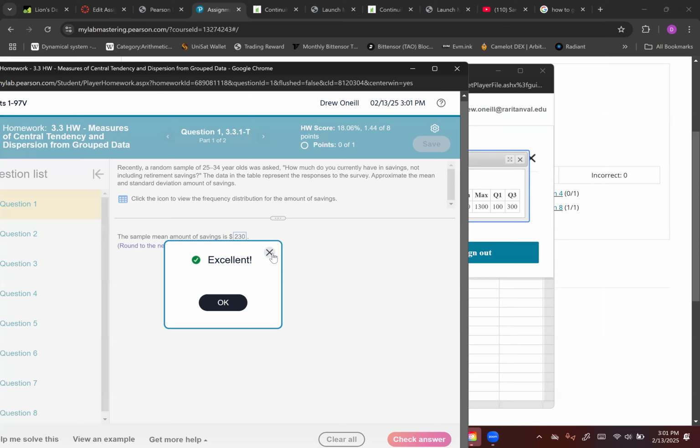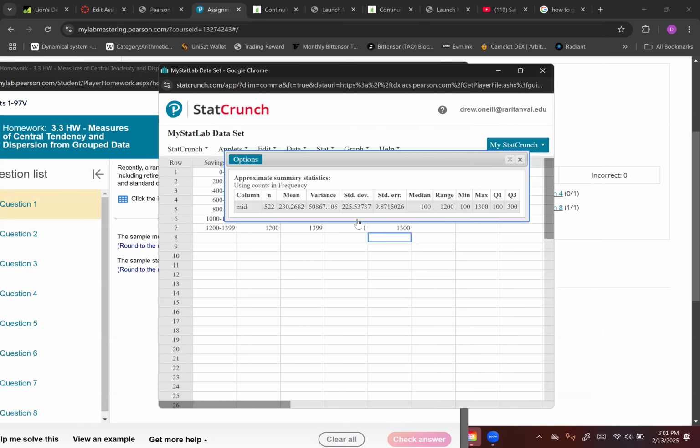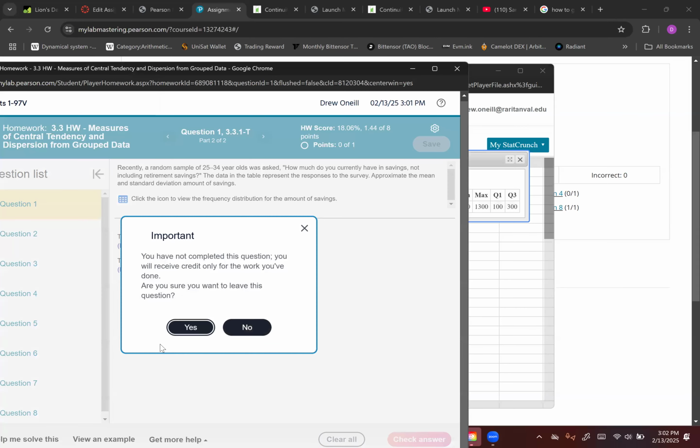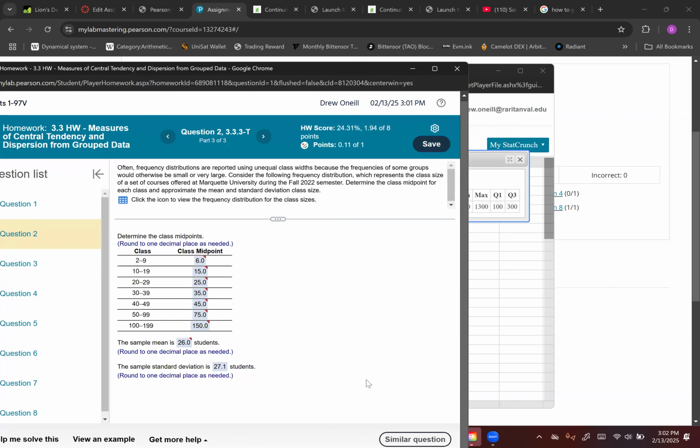All right. Part two, we just enter the standard deviation. That's right here. But if it was population, we'd have to make sure we added the unadjusted. That's it. For this one, let me restart the problem. We have to find the midpoint, and they have to be integers to use in StatCrunch.